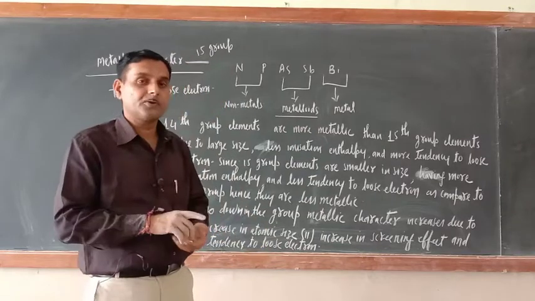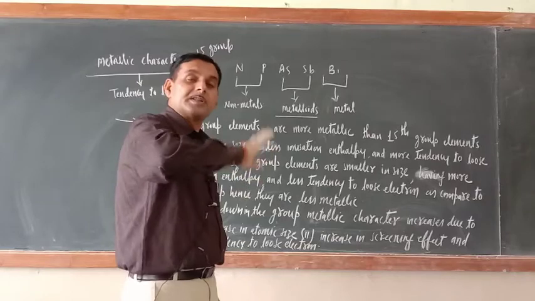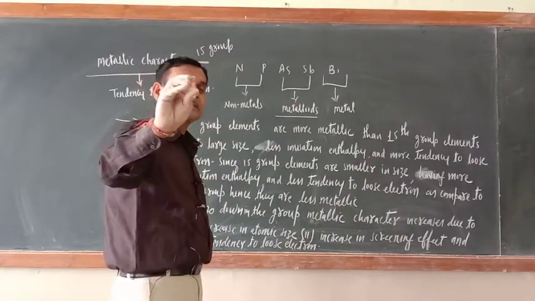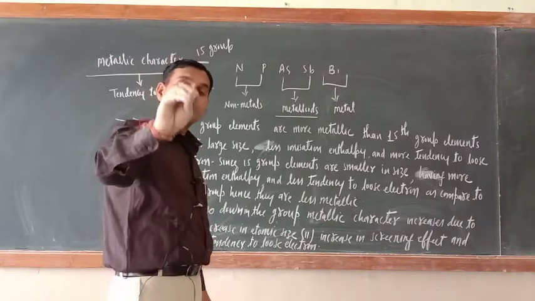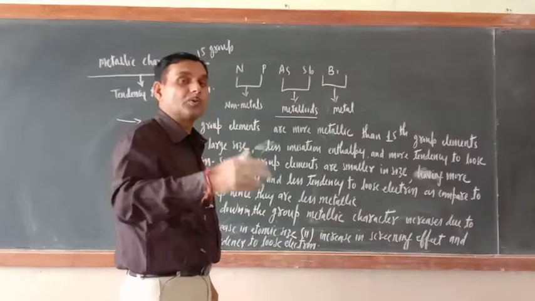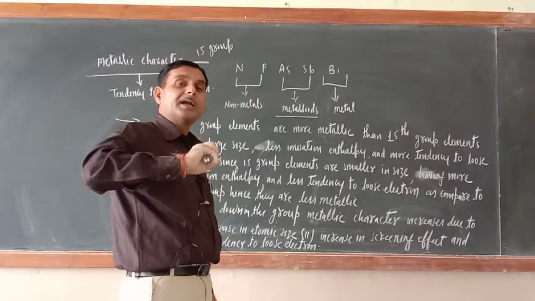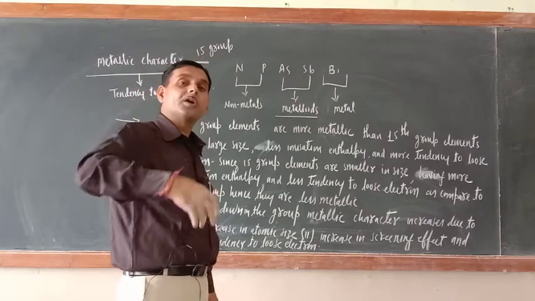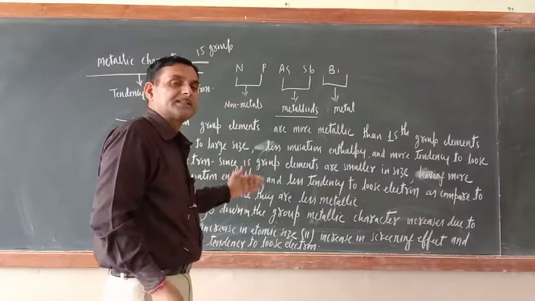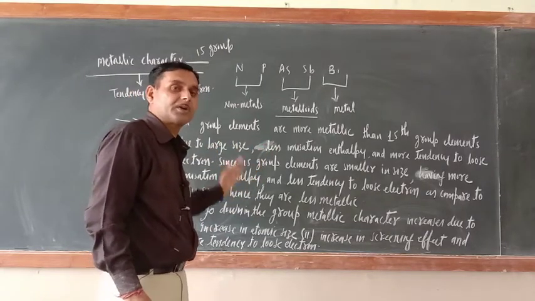What about the 15th group? They are coming after the 14th group, so their atomic size is small. Ionization enthalpy is more. Hence their tendency to lose electrons is less, because if atomic size is small and ionization enthalpy is more, it will be difficult to remove the electron from the outermost shell. This is the only reason that 15th group elements are less metallic than the 14th group.